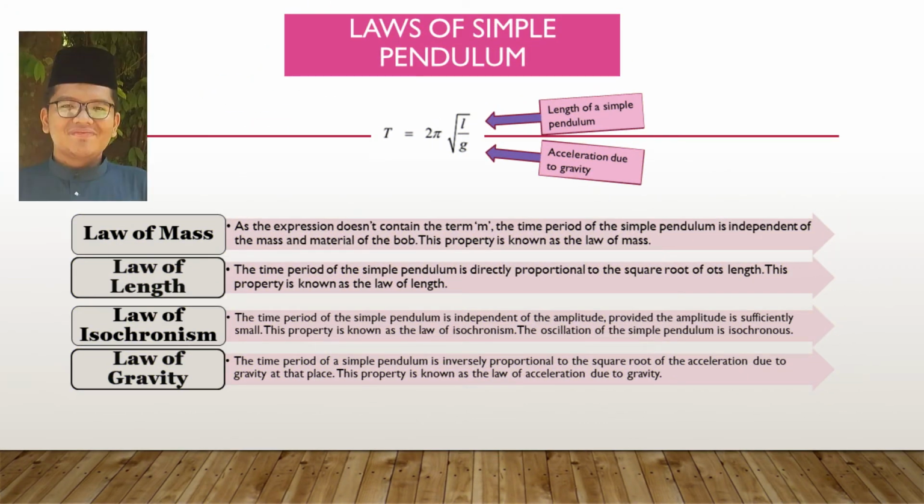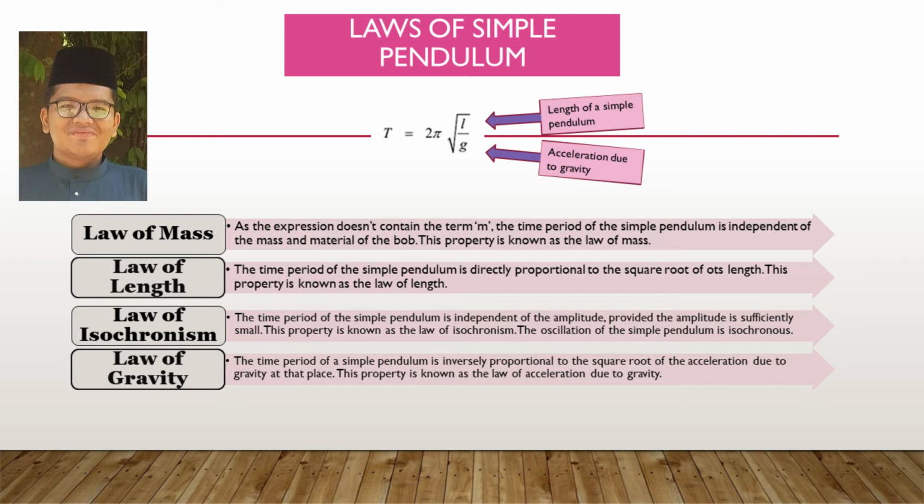So the first slide is the introduction of our study. We are going to tell you about the law of simple pendulum. As you can see, that is the formula for this law: T equals 2 pi square root of L over g, where L is the length of a simple pendulum and g is the acceleration due to gravity. There are another 4 laws in this law: law of mass, law of length, law of isochronism, and law of gravity.